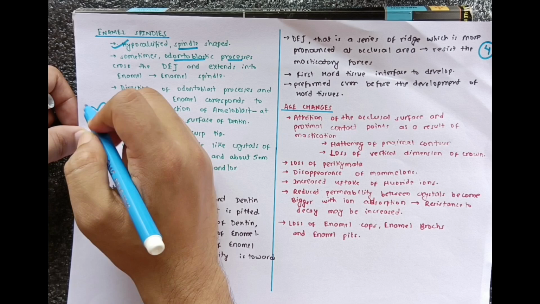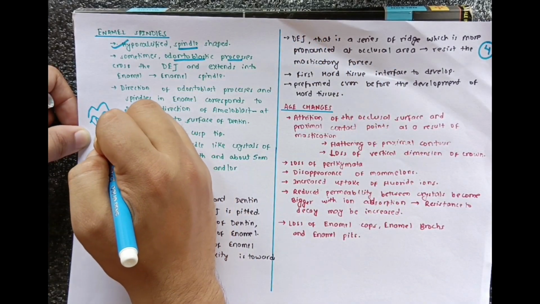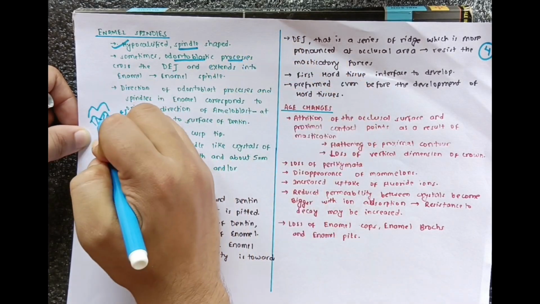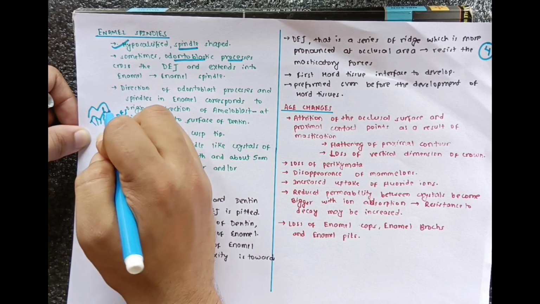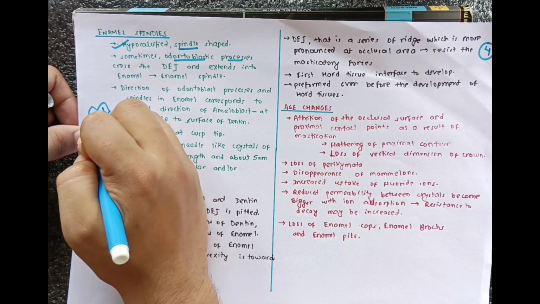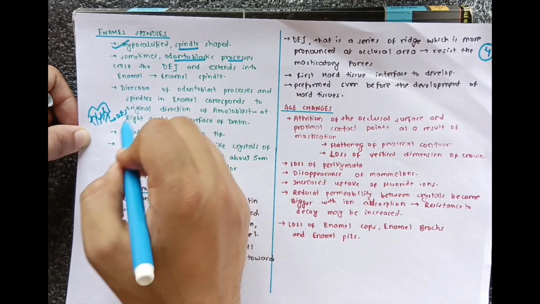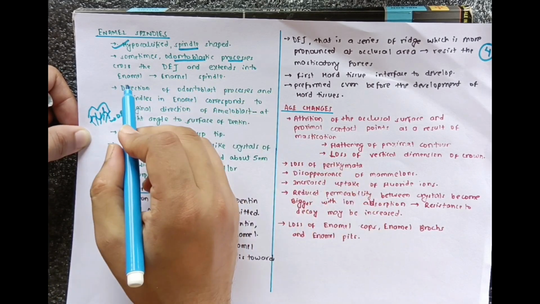We will be discussing these odontoblastic processes in detail in the dentin chapter. But for now, odontoblastic processes are tubular structures present in the dentin, and sometimes they can extend into the enamel. This extension of odontoblastic processes into the enamel by crossing the dentino-enamel junction is called the enamel spindle.